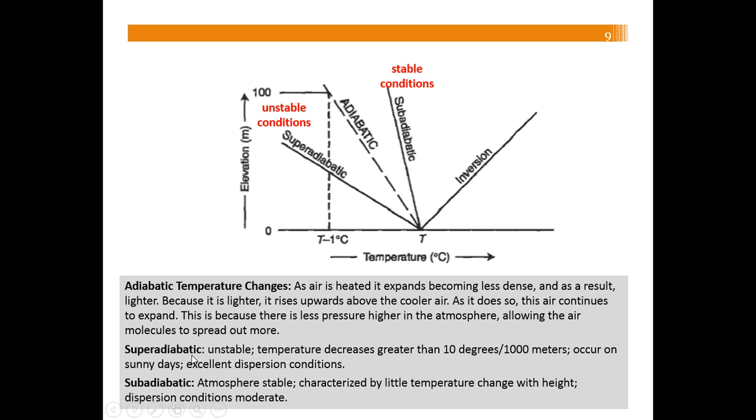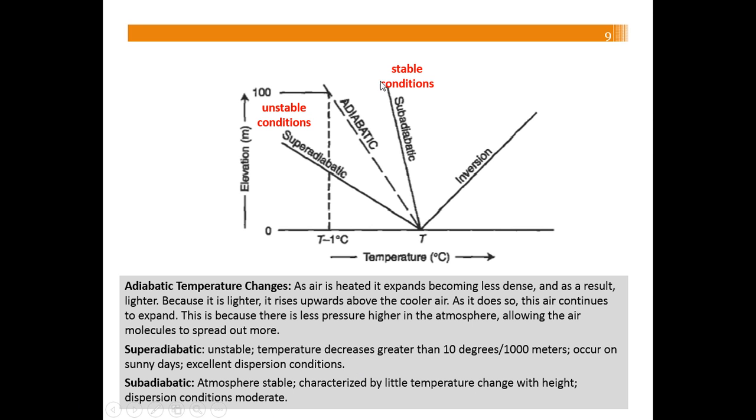For example, super adiabatic, that would be representing this line here. Super adiabatic, this is unstable, right? So it falls in this category of unstable atmosphere. So this is where the temperature decreases are greater than 10 degrees per 1,000 meters. So in other words, the temperature is cooling at a faster rate than adiabatic. That is what is happening, and this often occurs on sunny days, and these conditions are actually excellent for the dispersion of pollutants in the atmosphere. All right, so it's unstable, but it's good for dispersion.